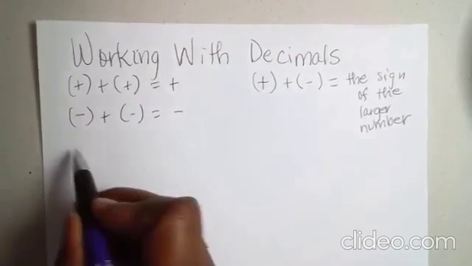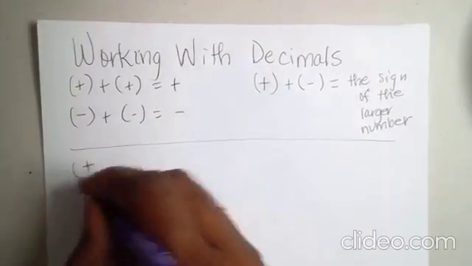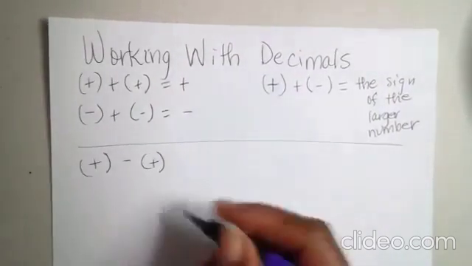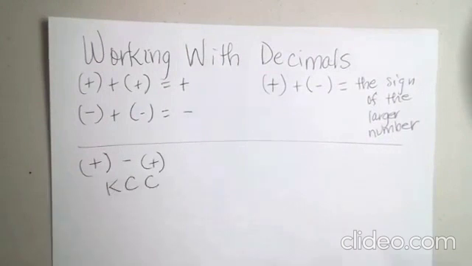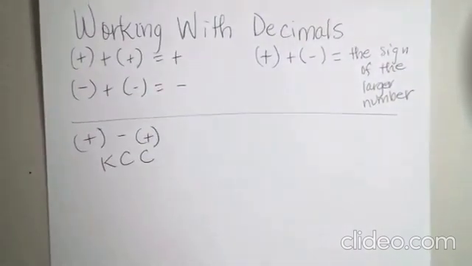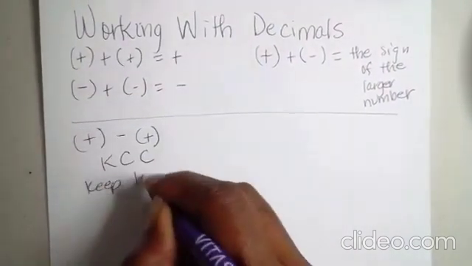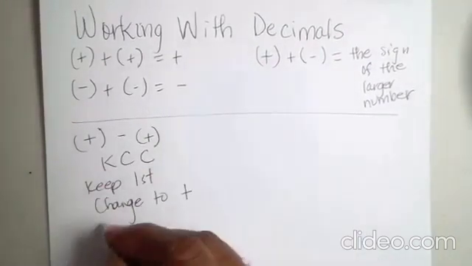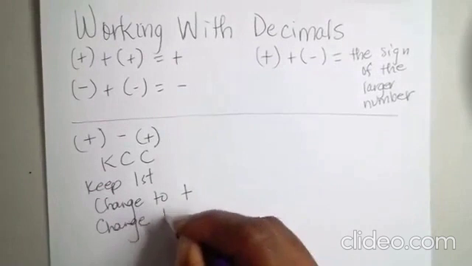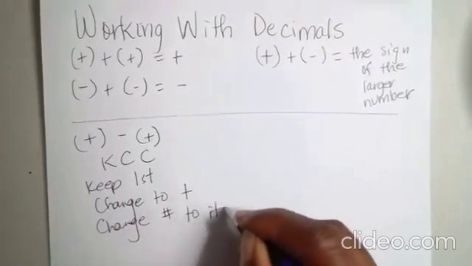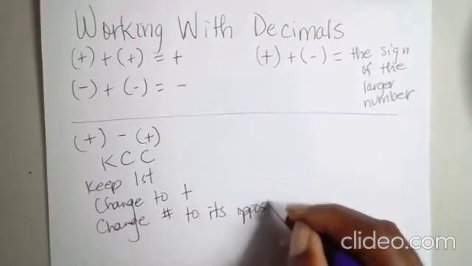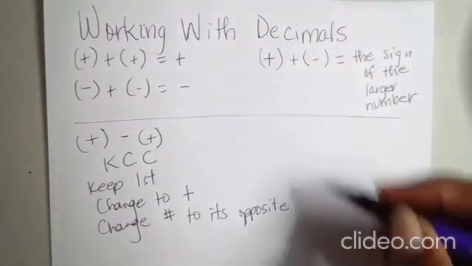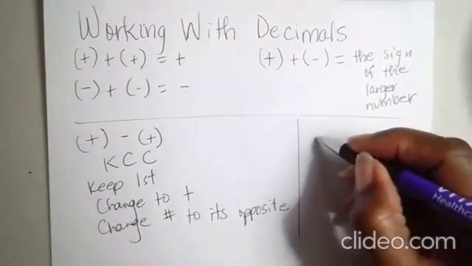Our rules for subtraction. Say you're subtracting two positives. We did what's called keep, change, change yesterday. Keep, change, change being: you keep the first, change to a plus, and change the number to its opposite. That's for subtracting.